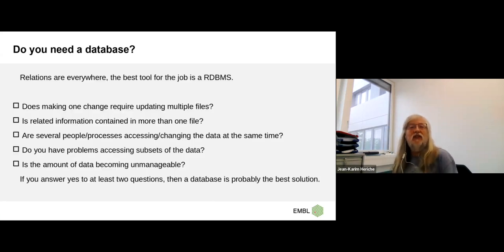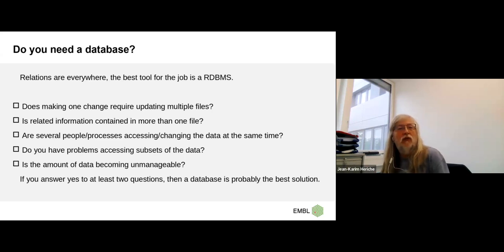So for this, the best tool for the job is a relational database management system. And I know a lot of people are reluctant to implement that because they see it as a lot of overhead. But it's really helpful to have one, in particular because the relationships are everywhere, not just in the few examples I've shown, but even deeper inside some of those aspects. So you can try to answer a few of the questions here, and generally, if you answer yes to at least two of those questions, you probably want a relational database to take care of your data.